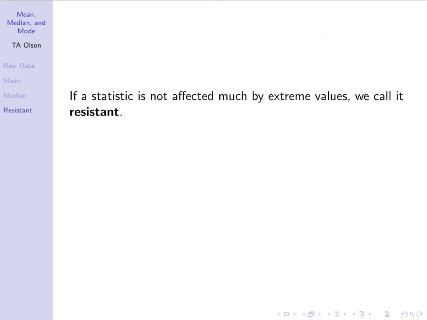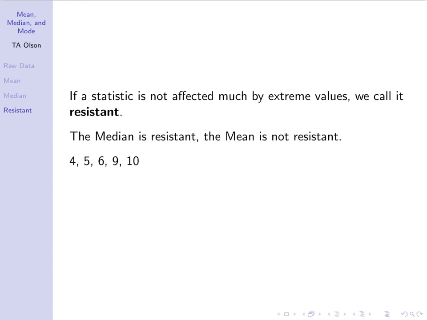There is something distinctly different about these 2 statistics, the median and the mean. It turns out that one of them is very much affected by extreme values, and one of them is not. If a statistic is not affected by extreme values, we call it resistant. In this case, the median happens to be resistant and the mean is not. So let's take a look at 2 distinctly different data sets and figure out what's happening here.